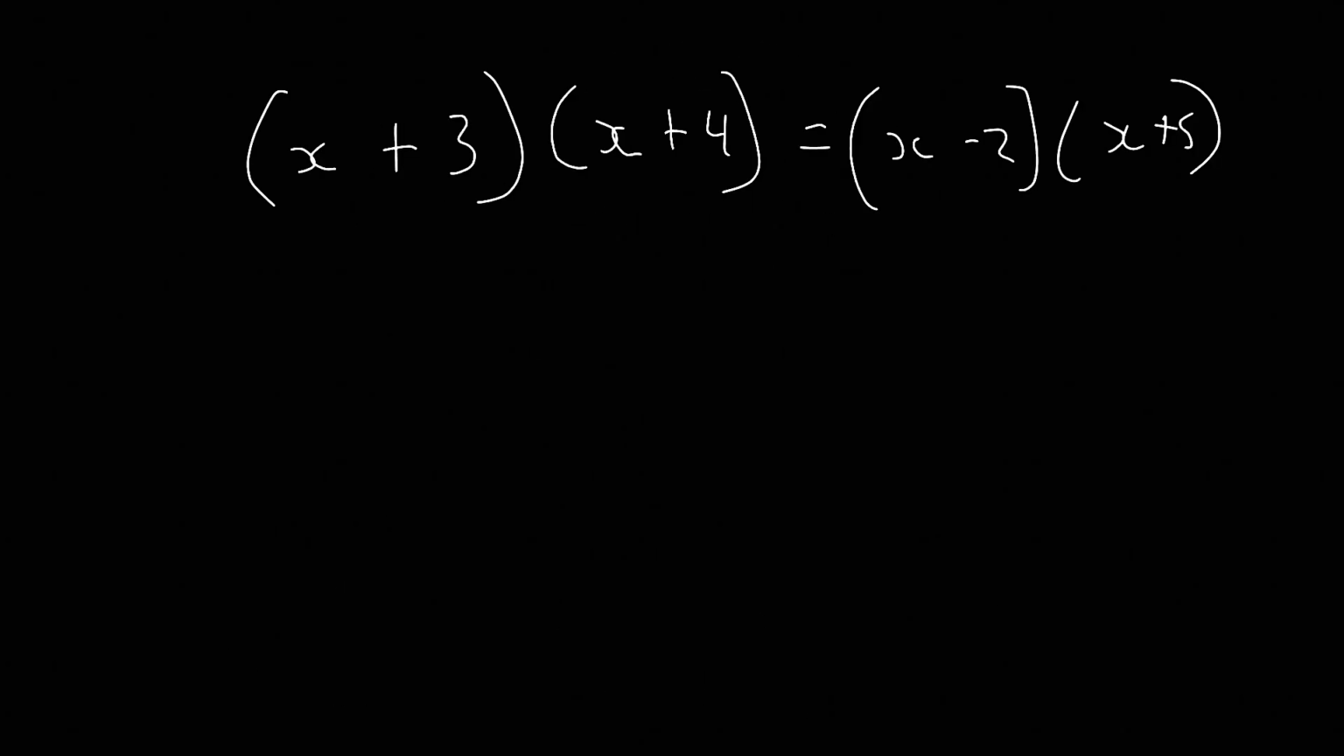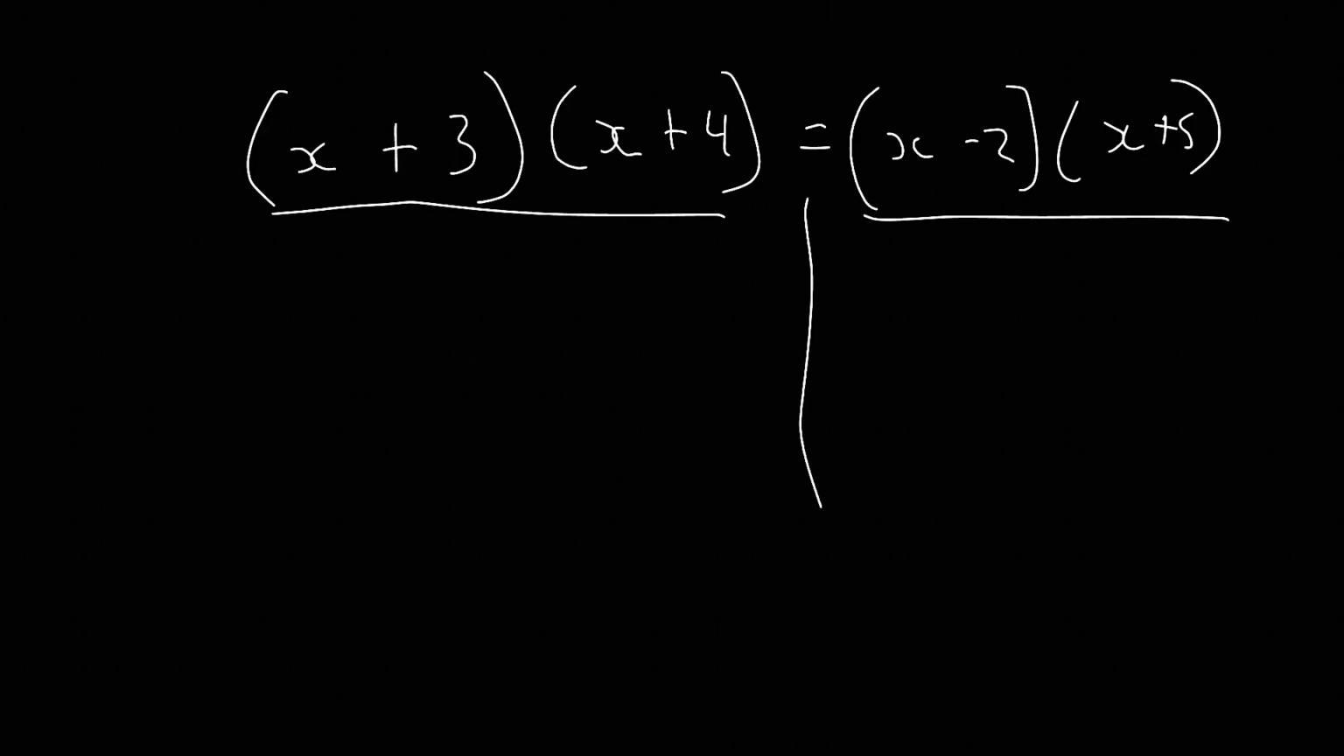Now sometimes we can get a question like this, where x plus 3 multiplied by x plus 4 in brackets is equal to x minus 2 multiplied by x plus 5 in brackets. So how can we do this? The way I would do this is split this into two. I would first expand this over here and then this over here and see that they're equal to each other, and then I can just find it out from there.